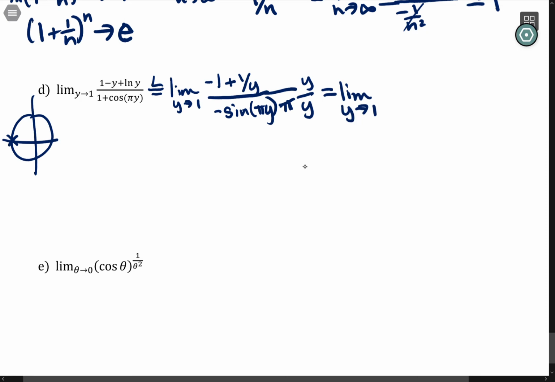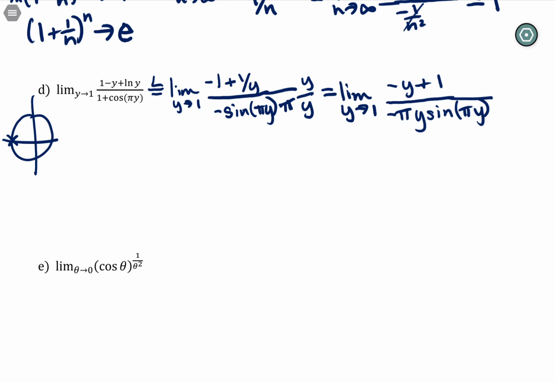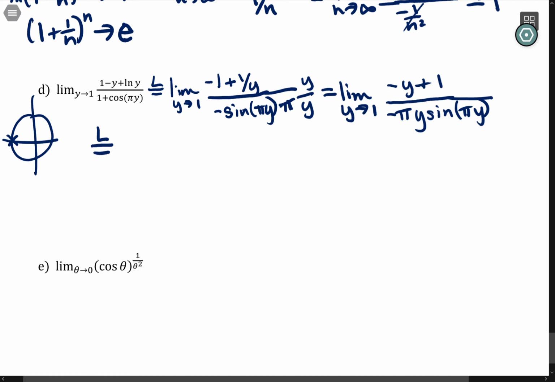Okay, so I get negative y plus 1 on the top. And on the bottom, I'm going to rearrange a little: negative pi y sine pi y. Okay, so 0 over 0 still. I'm going to apply another L'Hopital's rule. Limit as y approaches 1. The derivative of the top is a negative 1.